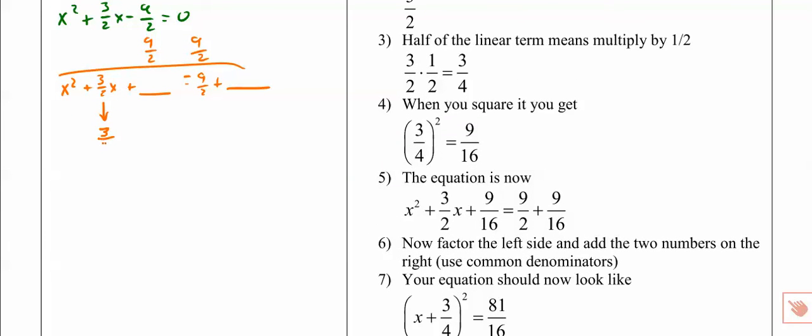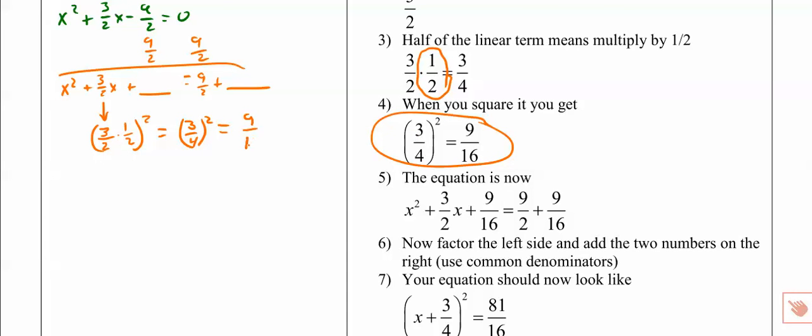3 halves, if I take half of it, that means I multiply by 1/2. And I do it off on the side. I always do it underneath. And I square it, which gives me 3/4. We multiply across, and we square, which is where this is. And it gives me 9/16. So I write 9/16 plus 9/16.